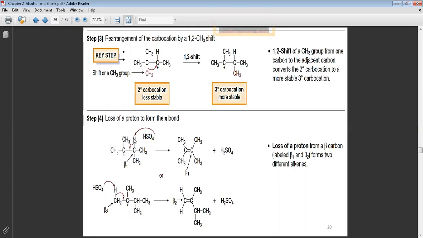If you remove this hydrogen, it gives you this product. If you remove this hydrogen here or this one, it will give you this product. Which one is the more stable one, the major one? This or this?